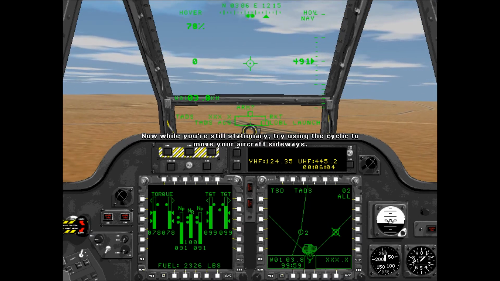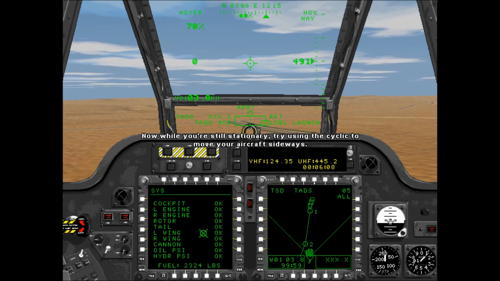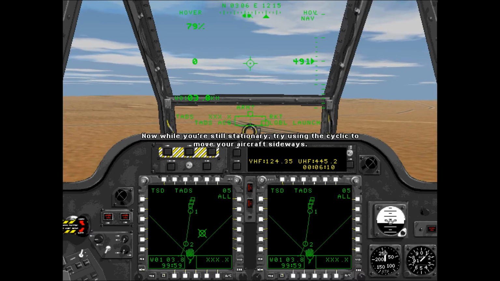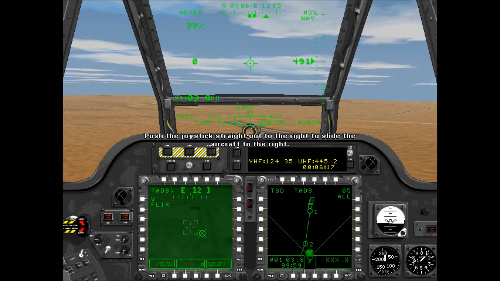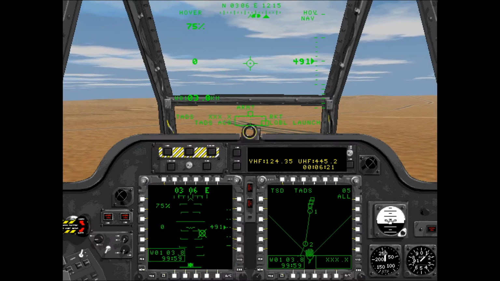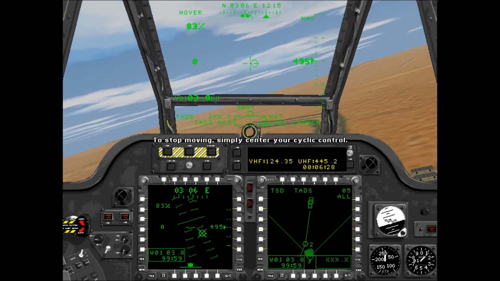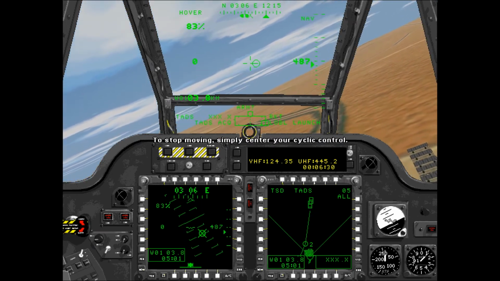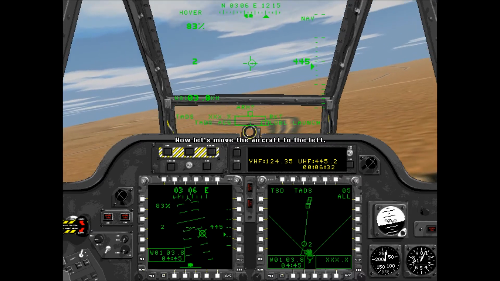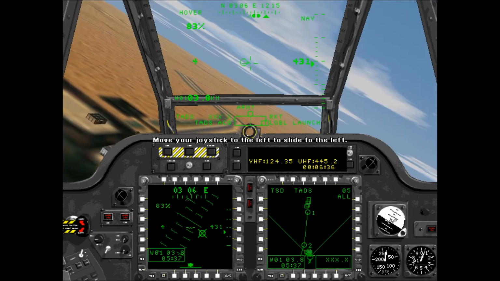That's got it. Now, while you're still stationary, try using the cyclic to move your aircraft sideways. Push the joystick straight out to the right to slide the aircraft to the right. That's got it. To stop moving, simply center your cyclic control. Now let's move the aircraft to the left. Move your joystick to the left to slide to the left.